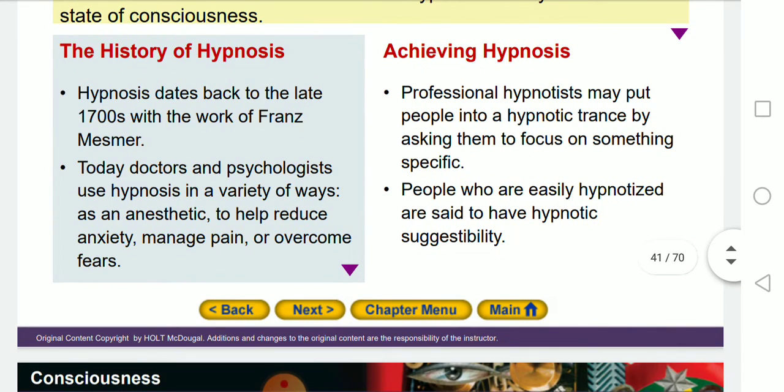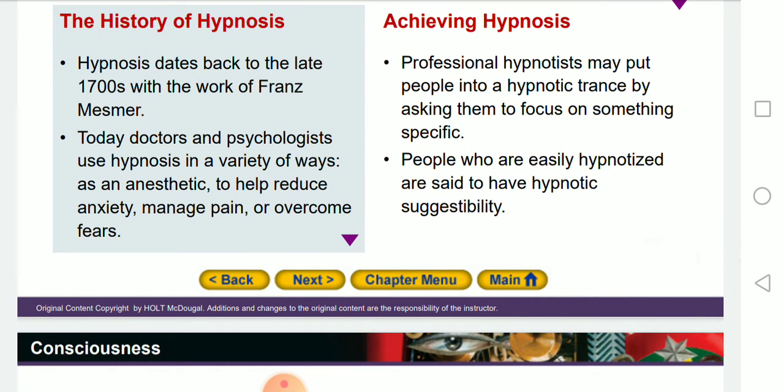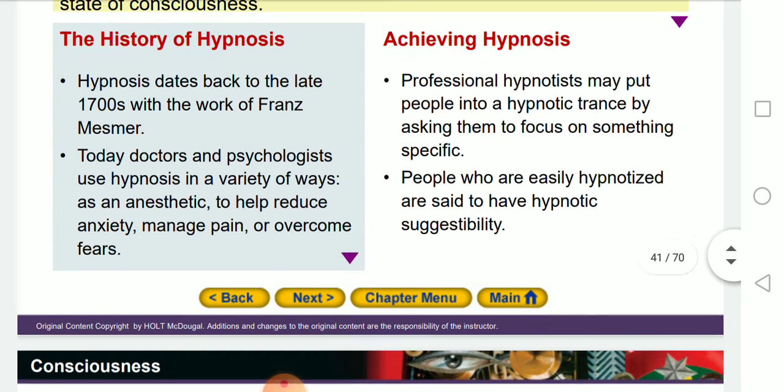The history of hypnosis. Hypnosis dates back to the late 1700s, with the work of, and this is an important name to remember, Franz Mesmer. Today, doctors and psychologists are using hypnosis in a variety of ways: as an anesthetic, to help reduce anxiety, to help manage pain, and to overcome fears.